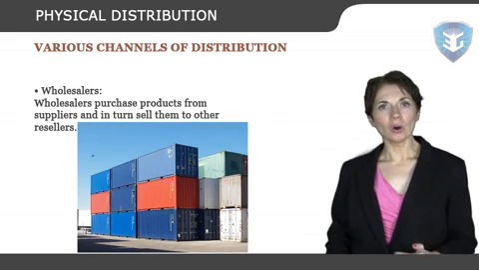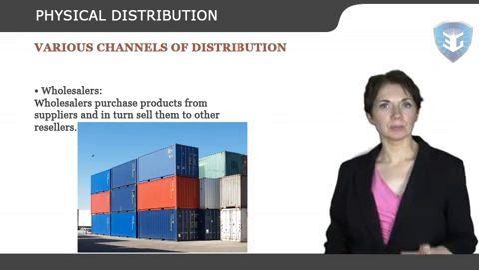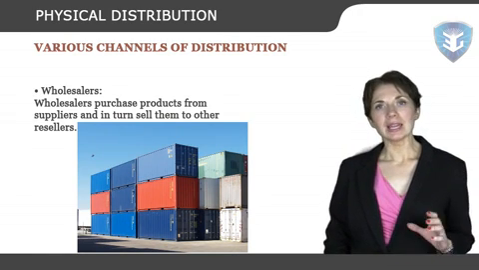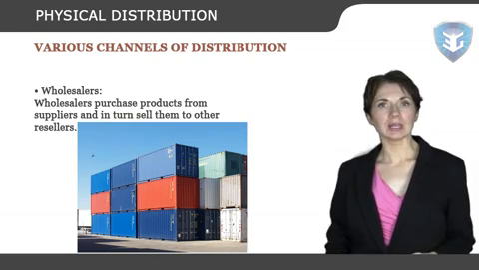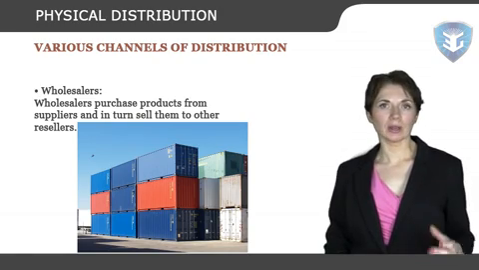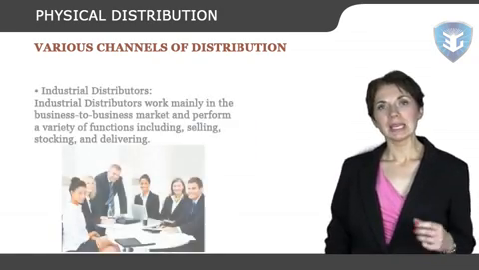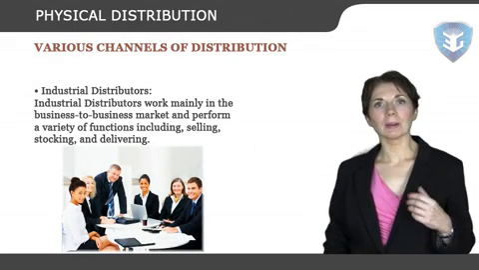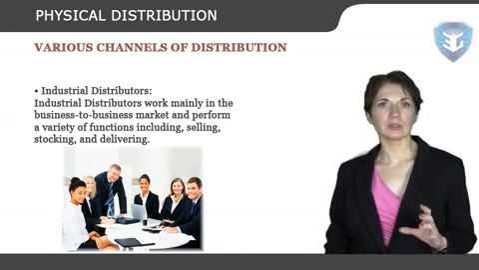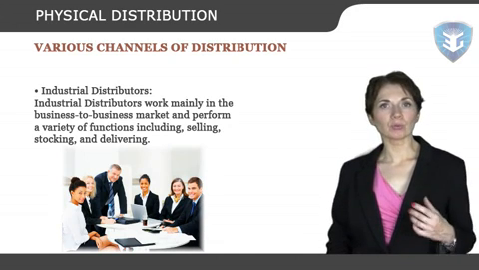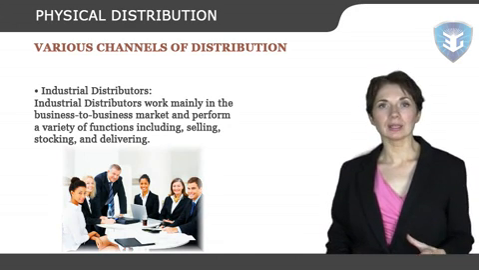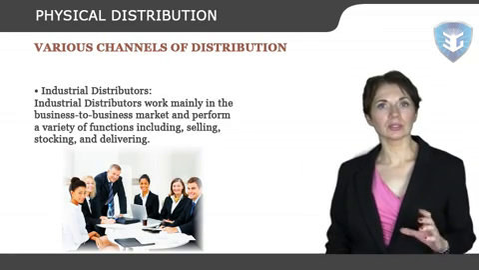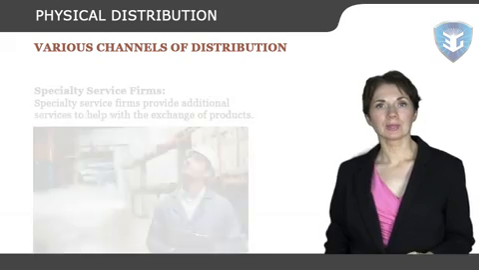Wholesalers. Wholesalers purchase products from suppliers, such as producers or other wholesalers, and in turn sell them to other resellers, such as retailers or other wholesalers. Industrial distributors. Industrial distributors work mainly in the business-to-business market and perform a variety of functions, including selling, stocking, and delivering a full product assortment and financing.